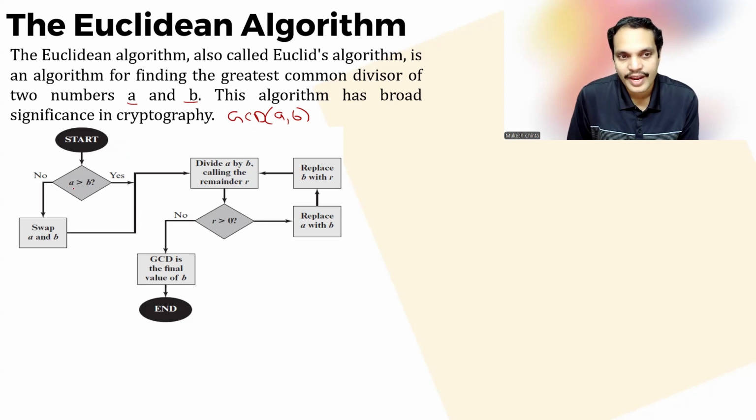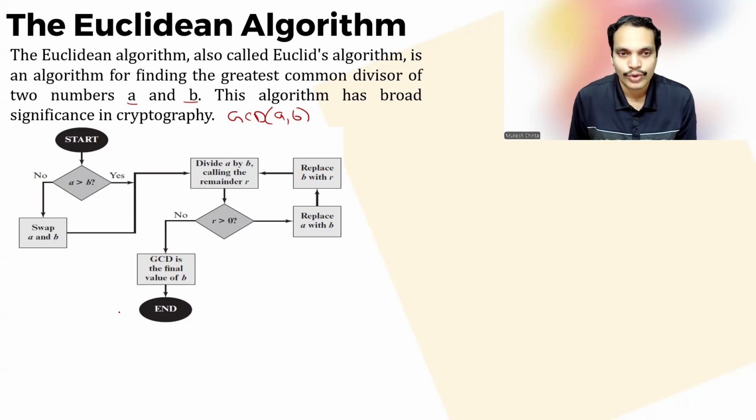First, let me see if A is greater than B or not. If it is not, you simply swap A and B and you get back here. And then you divide A by B, calling the remainder R. If R is greater than 0, you replace A with B and replace B with R and continue this process till you get the remainder as 0. If the remainder is 0, then the value of B will be your GCD.